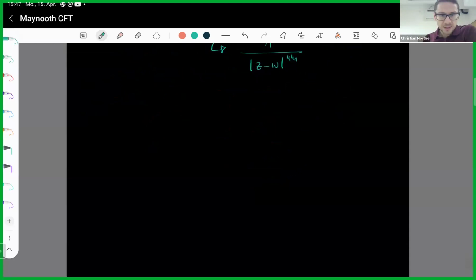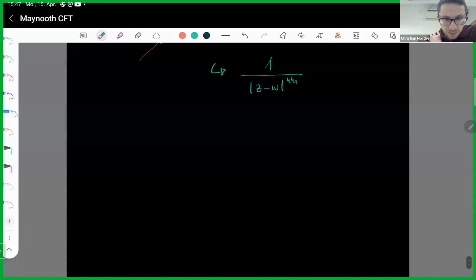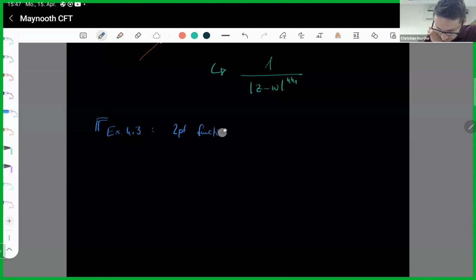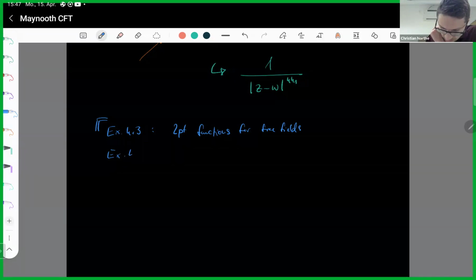So now the next thing, let's see, I need to speed up a little bit. So I'm just going to sketch an exercise. 4.3. Go look at the notes for a better text, so to say. 2-point functions, actually for free fields. So this is exercise 4.3, and there's exercise 4.4, which is very, very simple.